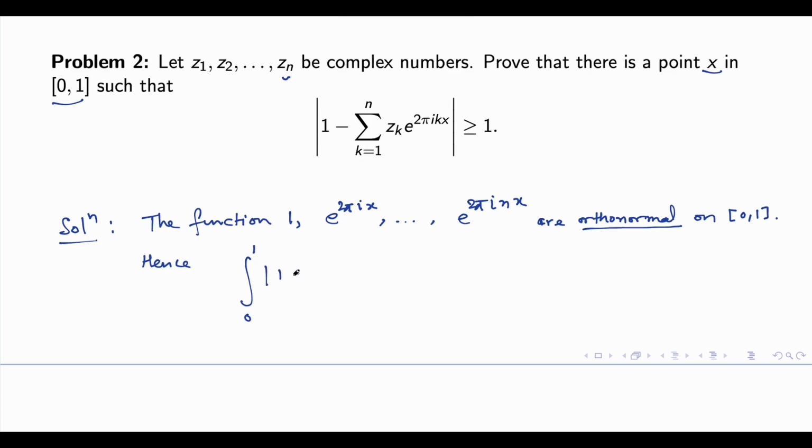we are writing the integral from 0 to 1 of the modulus of 1 minus summation k equal to 1 to n of zk e power 2 pi i k x, squared, dx, which is nothing but 1 plus summation k equal to 1 to n of modulus of zk square, right? And which is greater than or equal to 1.